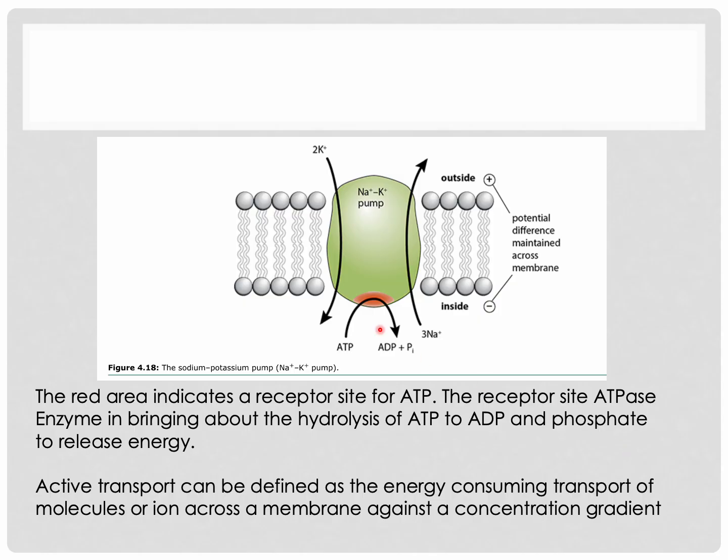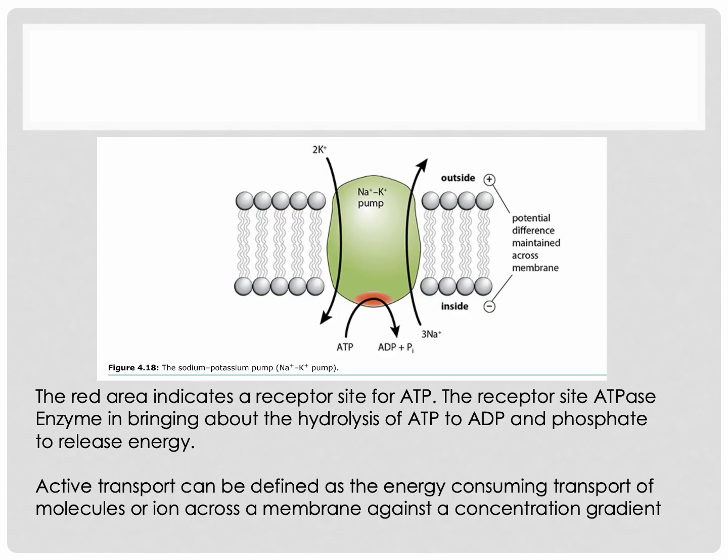The red area indicates a receptor site for ATP. The receptor site, ATPase enzyme, is bringing about the hydrolysis of ATP to ADP. Hydrolysis is the breaking down, so ATP is going to lose a phosphate group and release energy to become ADP.